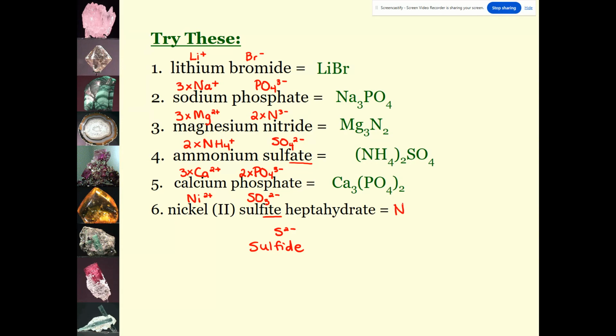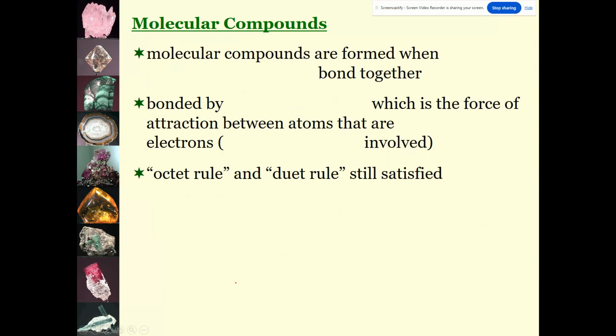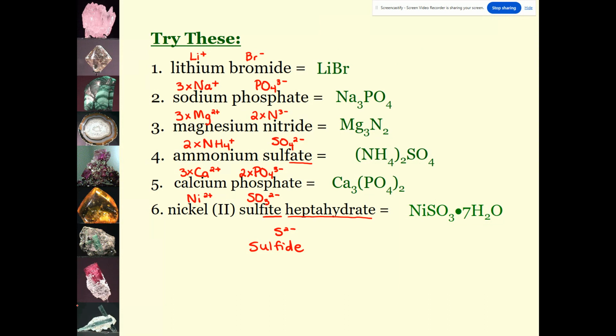These balance. So I'll put it up here properly. I just need 1 nickel with 1 sulfite, but it is hydrated, so I put a dot and then 7 H2O for heptahydrate. Okay, and I believe that is it for this lesson.